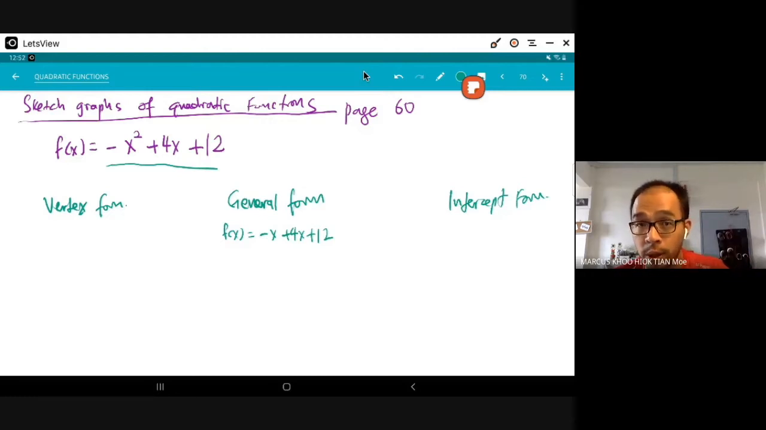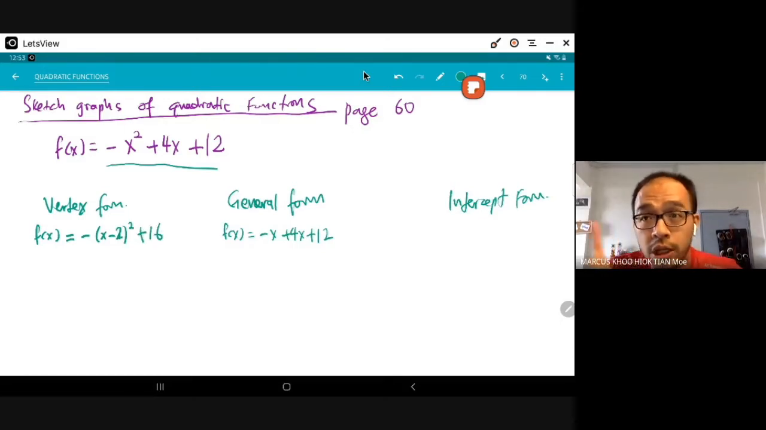they have already done the completing the square. So when you change it to vertex form, you will get f(x) equals negative (x minus 2) squared plus 16. How to change from general form to vertex form is something that we studied yesterday. We already learned this yesterday, so I don't want to repeat it. I just want to tell you, if you want to sketch a graph, these are the steps you need to take.